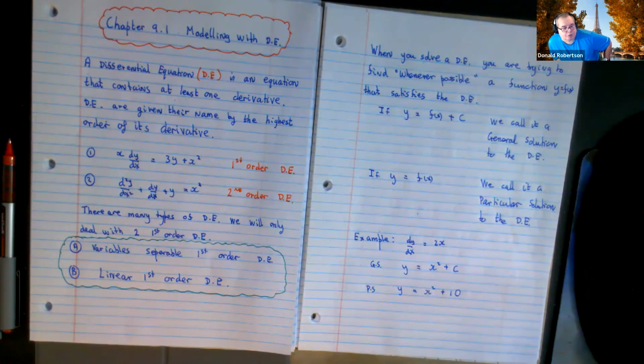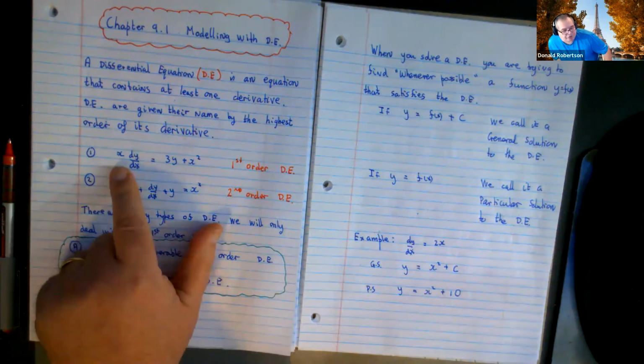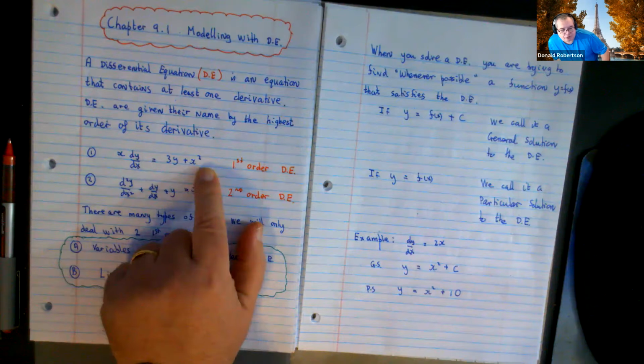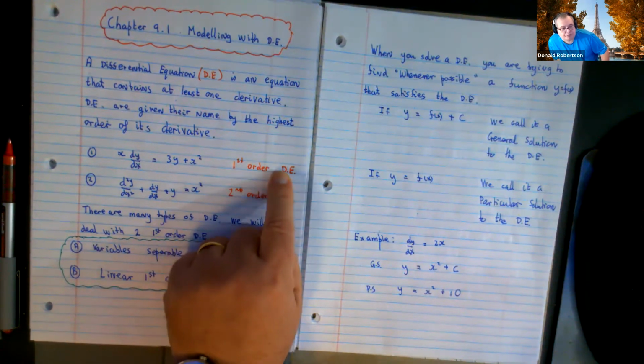Well, a differential equation is essentially an equation that contains at least one derivative. It's as simple as that. And differential equations get their name from the highest order of their derivative. So here's an example of a differential equation. It's called a first order differential equation.